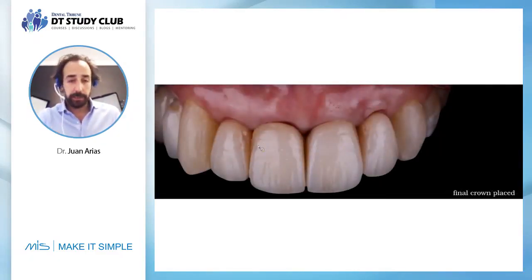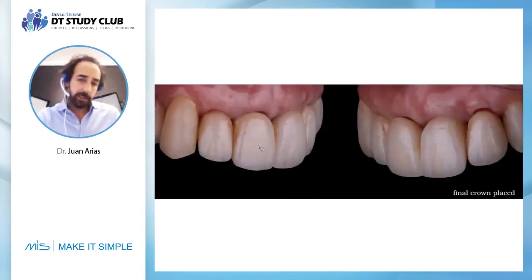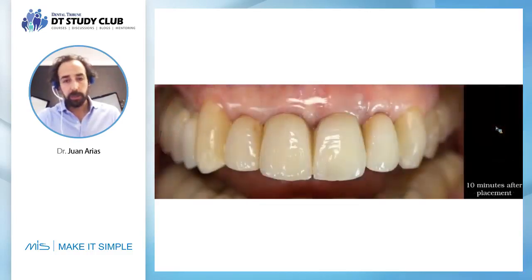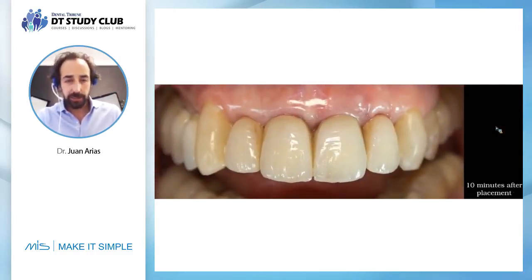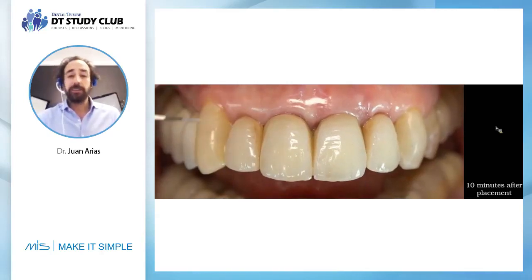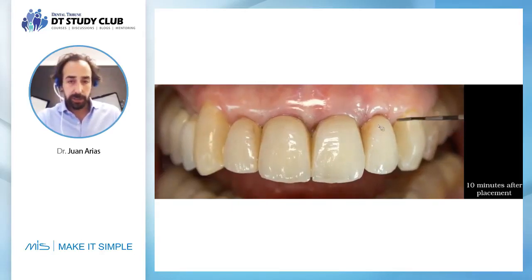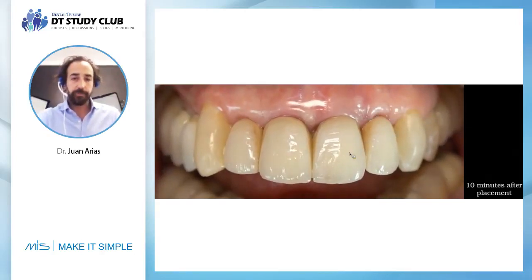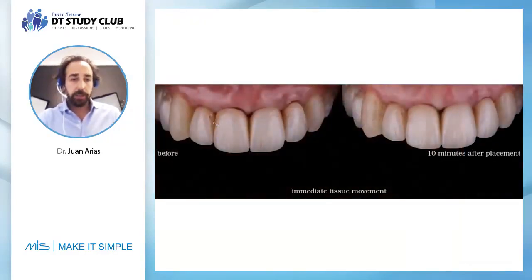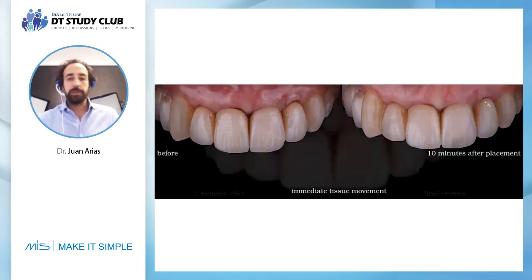This is once we placed those final crowns, and this is the lateral view. It's more or less the same as what we saw at the beginning. And this is how it looks, just trust me, 10 minutes after the placement of those final crowns. See how the tissue has changed there and also there, and see how it looked at the beginning once we placed it. This is when we placed the crowns, and this is just 10 minutes afterwards. And in the lateral, it looks more or less the same.